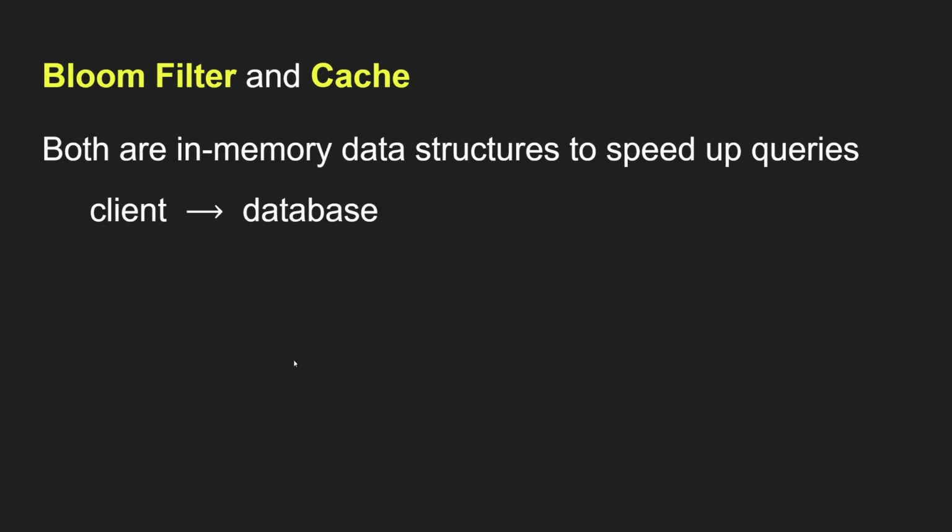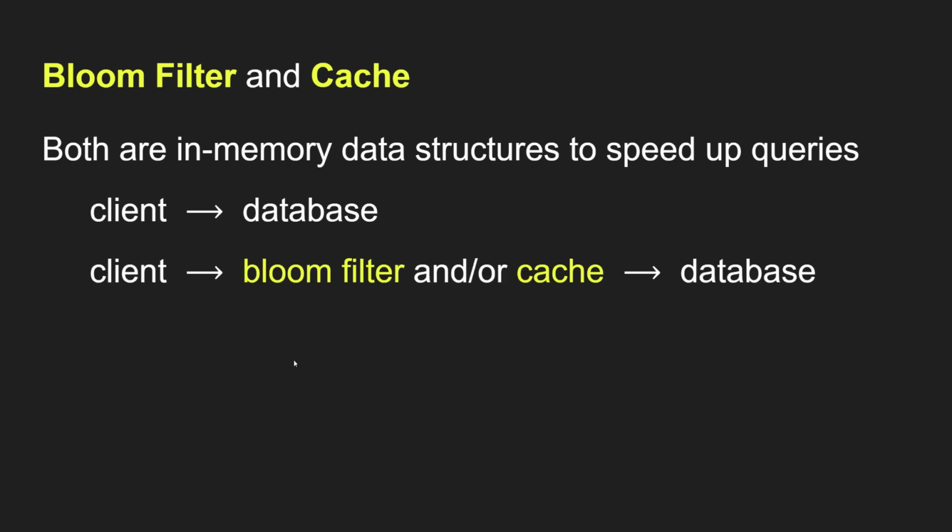Here's the problem. A client has a query against the database, and I'm going to be sufficiently vague here. It could be a relational database, it could be a NoSQL, it could be a web service, it could just be some expensive API. All we need is something that has a very definite answer, and we want to speed it up. So we insert the Bloom filter and/or the cache in between, and they both get their power from the same strategy that we use in dynamic programming. They have memoization. So they memoize the expensive answers so they don't have to ask them again.